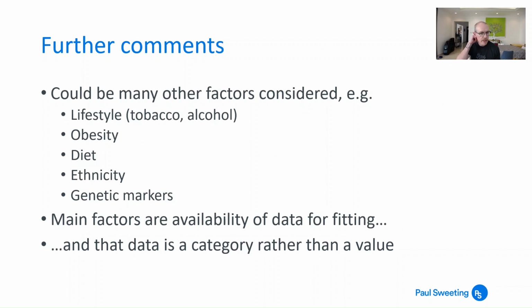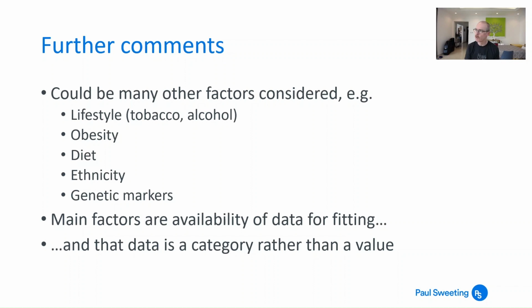Now, there could be a number of other factors that you could consider. I mean, things like lifestyle, tobacco and alcohol, obesity, diet, ethnicity, genetic markers. There's a whole load of other things that you could take into account if you were using this to come up with a screening program. But the key things are the availability of the data for actually being able to perform such a fit, how reliable that data is, and also whether you've got something which is a category or a value.